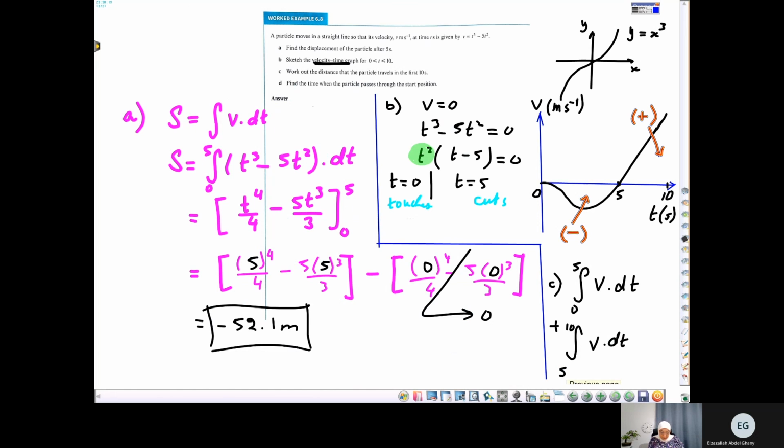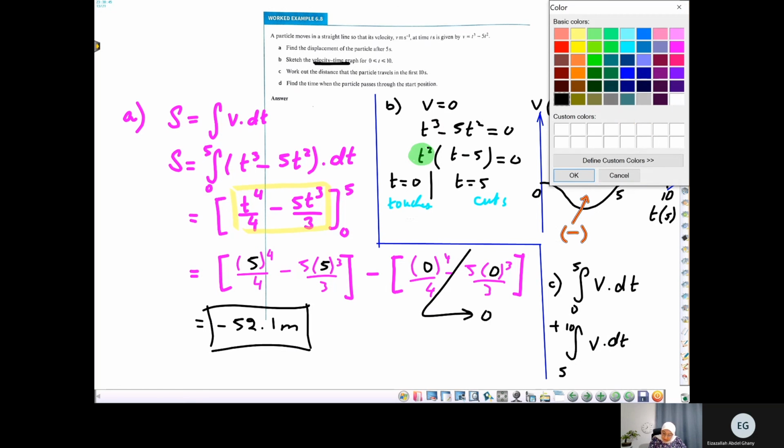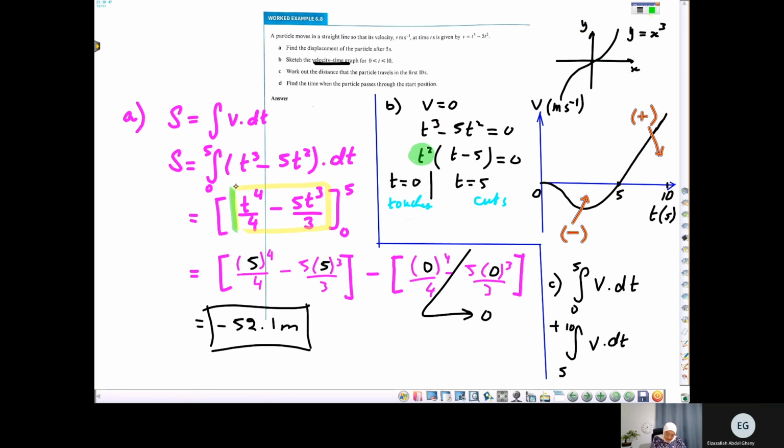Find the time when the particle passes through the start position. The time when the particle passes through the start position means I need to find the time when displacement equals 0. So we just equate this expression to 0. Can you see my yellow highlighter? I'll make it green. This expression, I will equate it to 0.